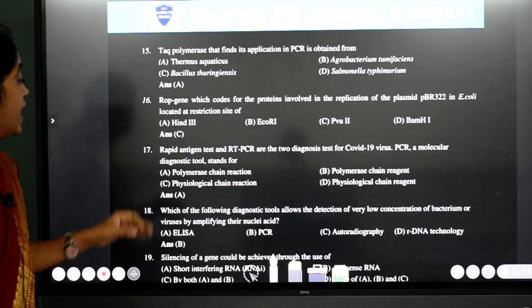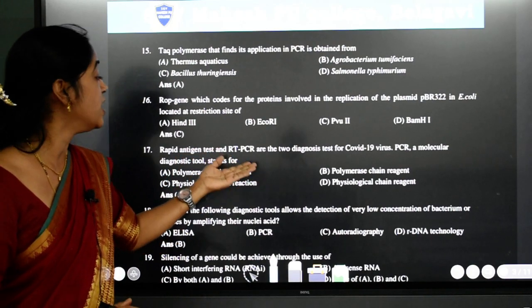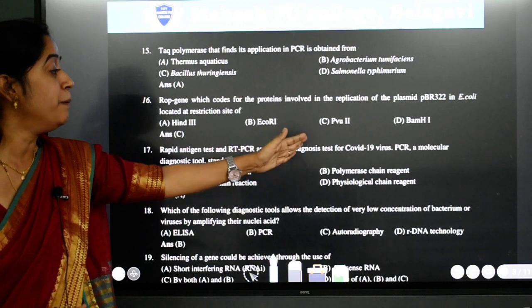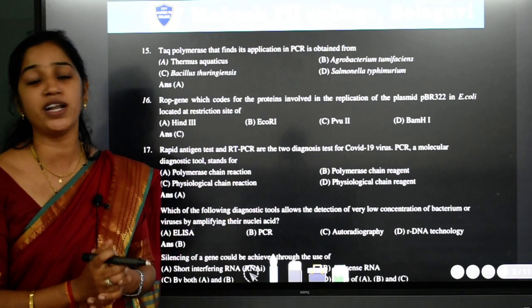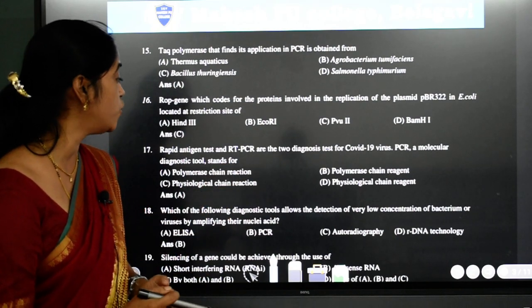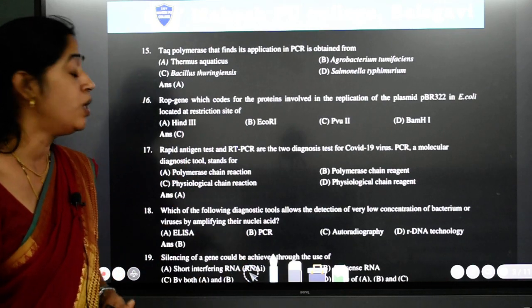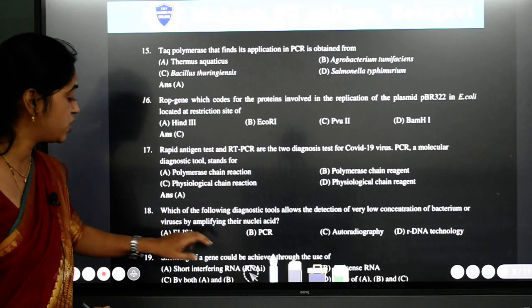17th question. Rapid antigen test and RT-PCR, recent things, are the two diagnostic tests for the COVID-19 virus. PCR, a molecular diagnostic tool, stands for. Actually, they are just correlating two things here. They want to ask you about the long form of PCR, and the long form is nothing but polymerase chain reaction. So the answer is A. Next question.